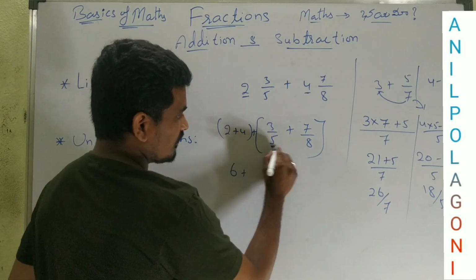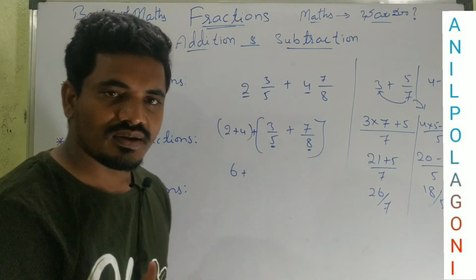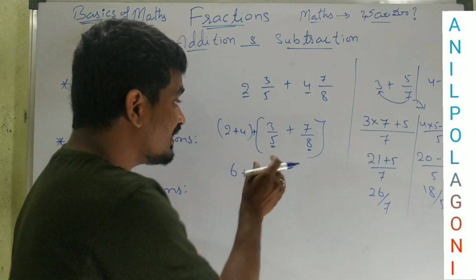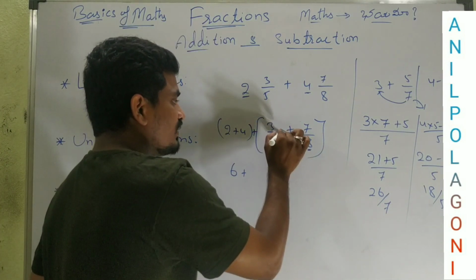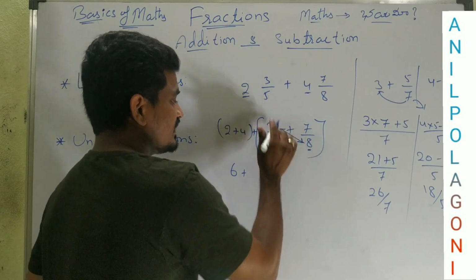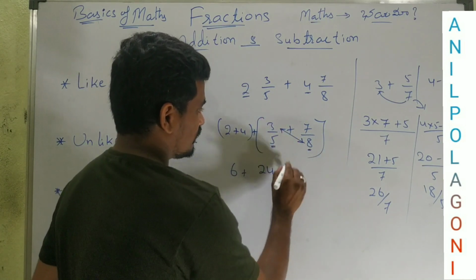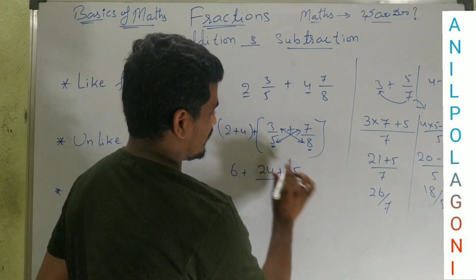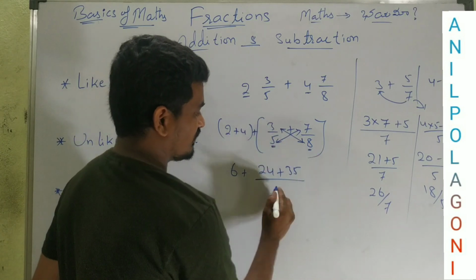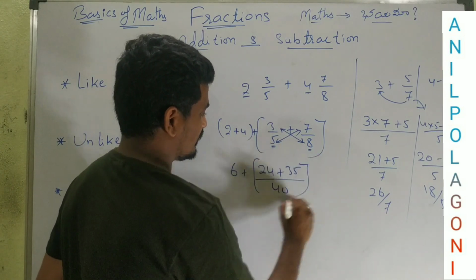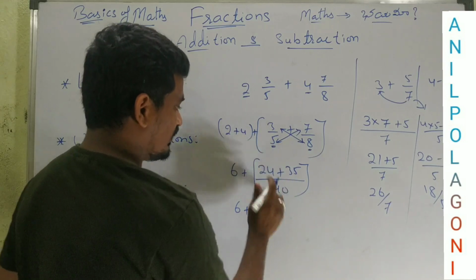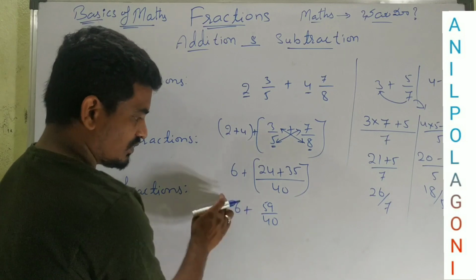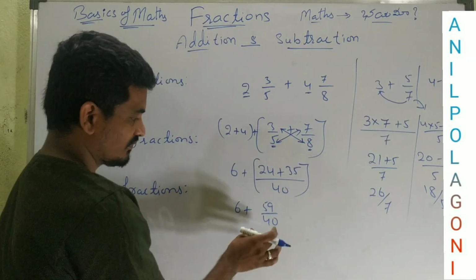So here look once, the denominators are co-primes. That means they do not have any common factors. So if they are co-primes, just do cross multiplication. 8 3s are 24 plus, and these two numbers also, 5 7s are 35, by the denominators' multiplication, 5 8s are 40. Okay, 6 plus how much is this? 59 by 40. Next what should we do? Just like this method. Okay?